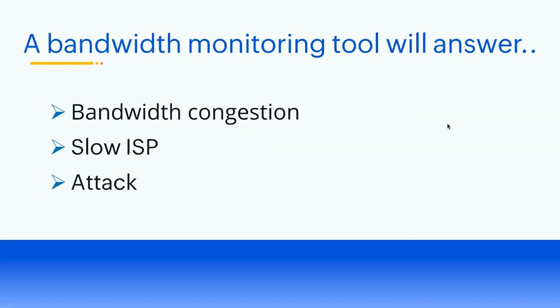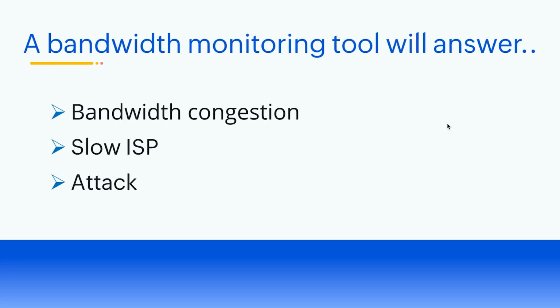A bandwidth monitoring tool essentially answers three major concerns. Number 1, bandwidth congestion. Number 2, slow internet speed. And number 3, network attacks. A bandwidth monitoring tool provides critical insights into network traffic, helping to identify and alleviate congestion points. By analyzing data flows and bandwidth usage, administrators can detect where and when congestion occurs, allowing them to take proactive measures to redistribute traffic, upgrade infrastructure, or implement traffic shaping policies to ensure smooth network performance.